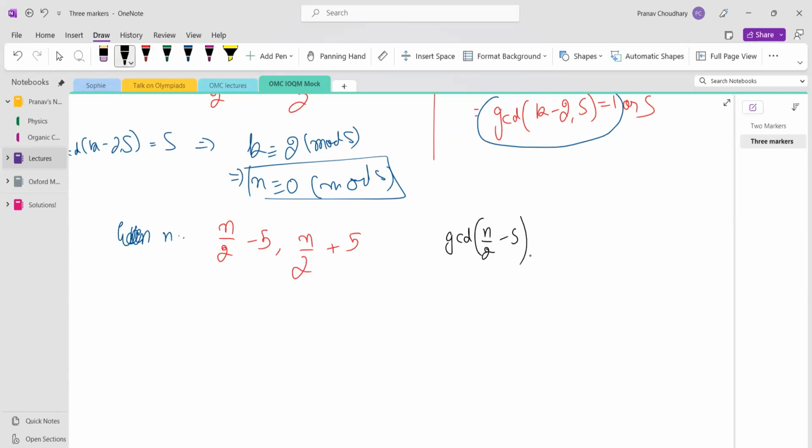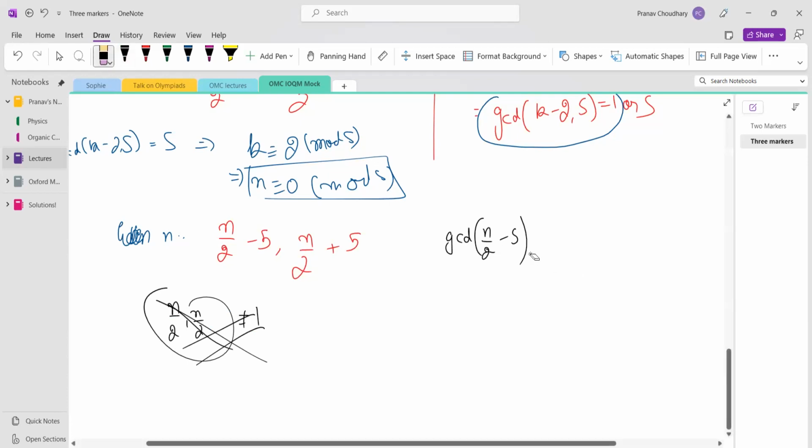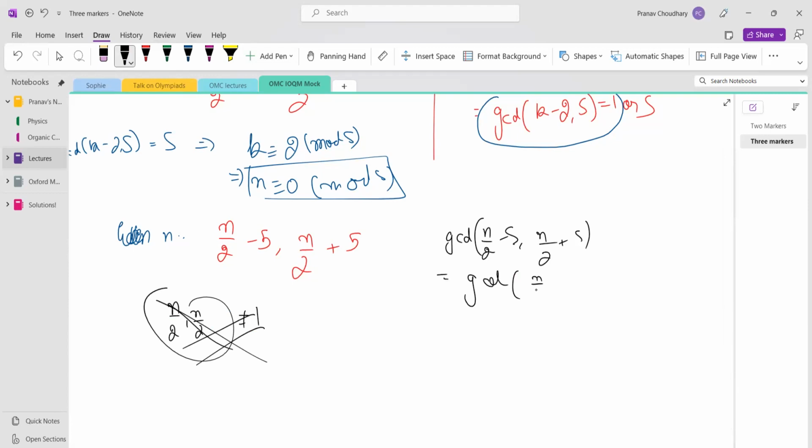You can just take n by 2 comma n by 2 as well. But in that case, the GCD will be not equal to 1, right? So you do not consider that case. So GCD of n by 2 minus 5 and n by 2 plus 5 is equal to GCD of n by 2 minus 5, comma, 10.